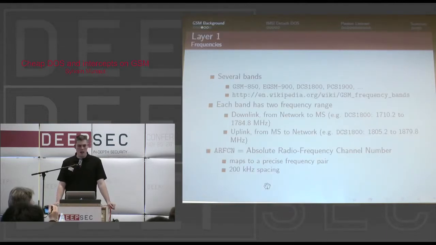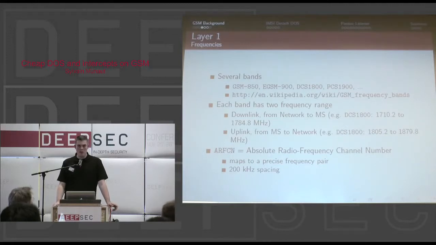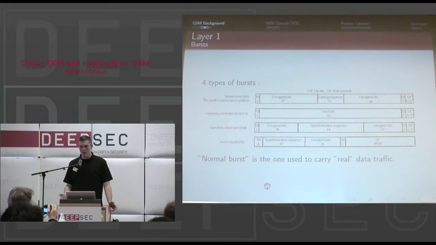On the air interface, it's split into several bands, as you probably know, like GSM 900, DCS and PCS, things like that. Each of those bands has two sub-bands. One is reserved for downlink, that is all information going from the network to the mobile station, and another sub-band for uplink, everything sent by the phone to the network. What's called an ARFCN is basically a pair of frequencies, one in the uplink and one in the downlink.